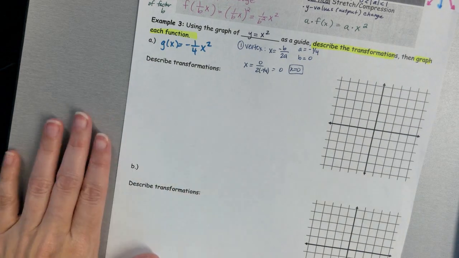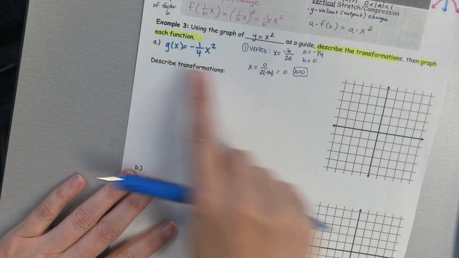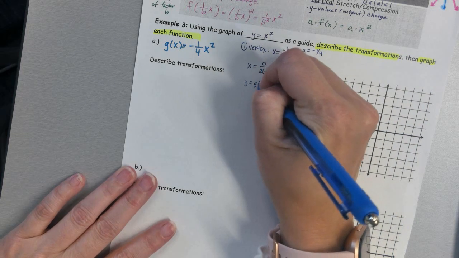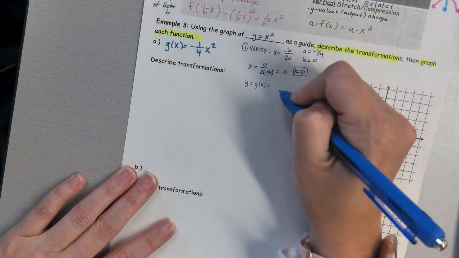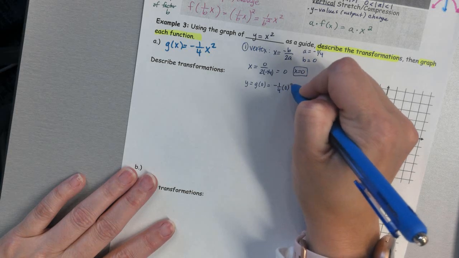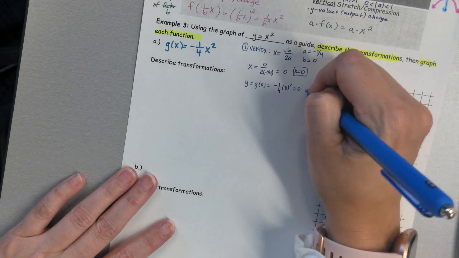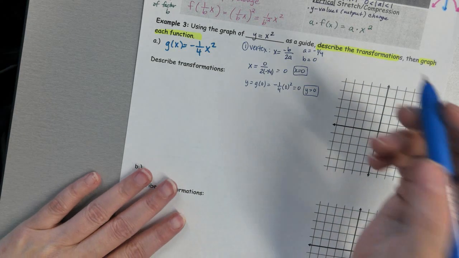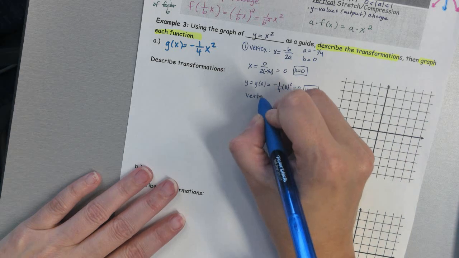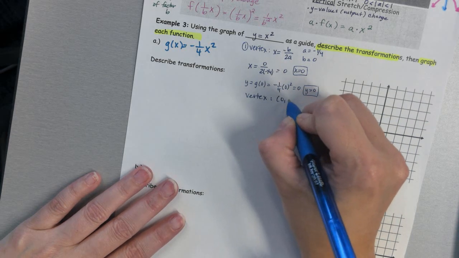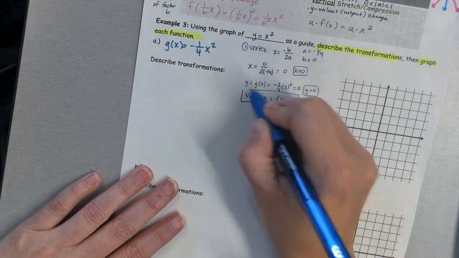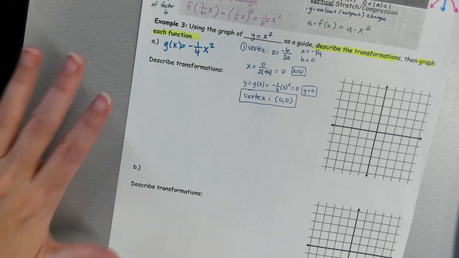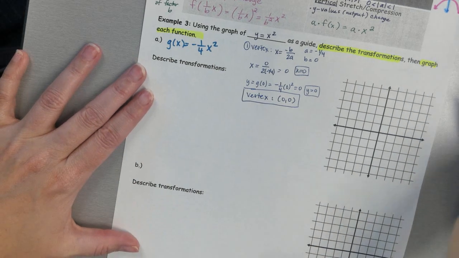Now for your y value, you plug x into this equation. Finding the y is just like doing g of 0. Negative 1/4 times 0 squared is 0. So your vertex is 0, 0. That means there's no what? What's not happening here that was happening in the other ones? There's no translation. The graph's not moving left or right or up or down.